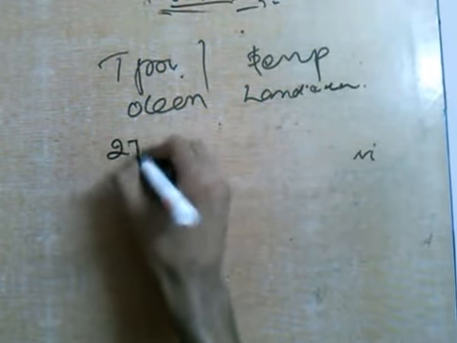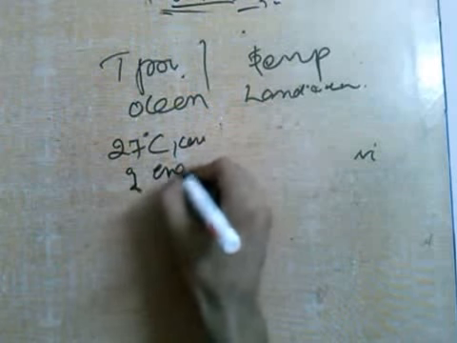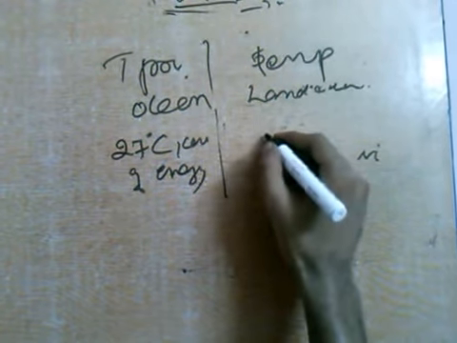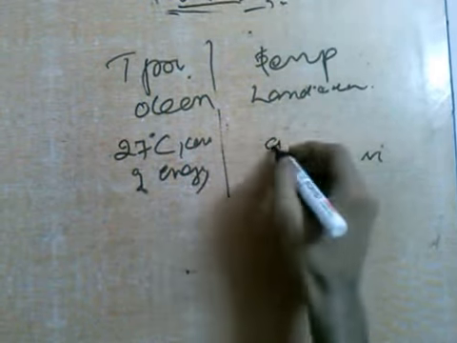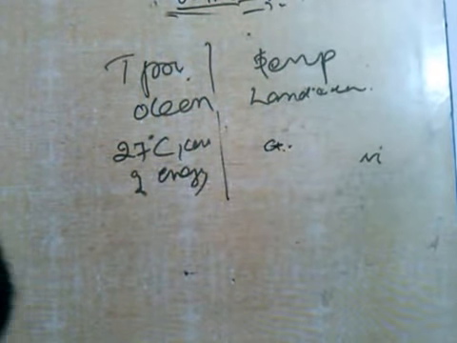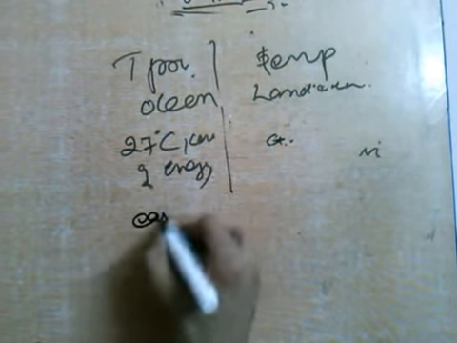Tropical occurs only above 27 degrees Celsius, and continuous supply of energy is required from the ocean. Temperate does not require that, because it is two air masses converging. So temperate cyclone does not require that. Tropical moves from east to west, temperate moves from west to east. So this is all about cyclone. Thank you.